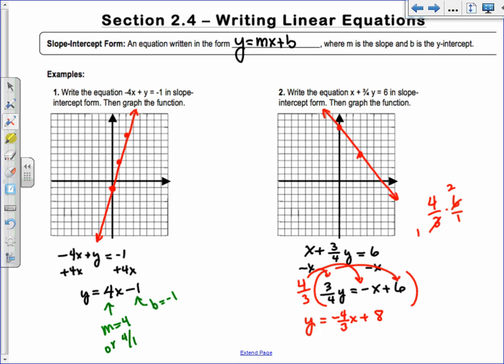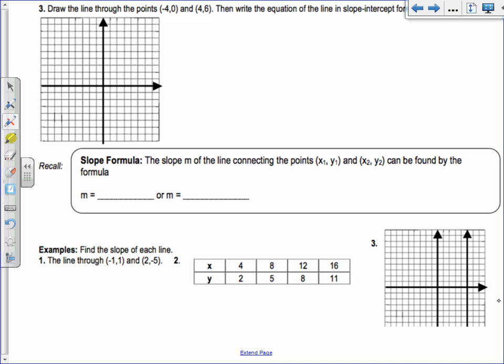I'm guessing that's the part that you guys were pretty good at on your homework. You understood that, you remember that. Now it's a little bit more complicated because now we have 2 points.